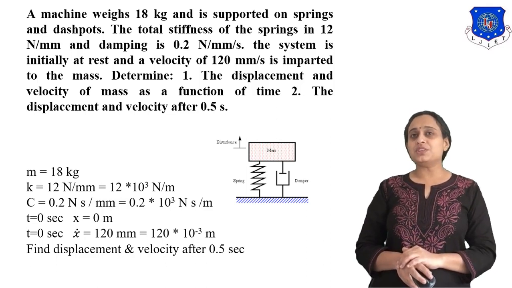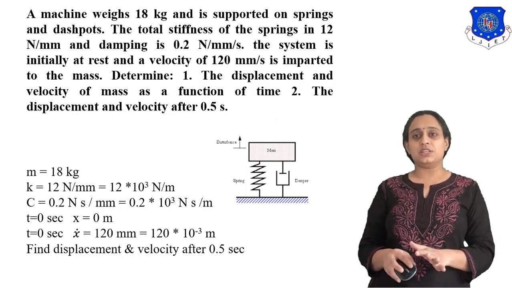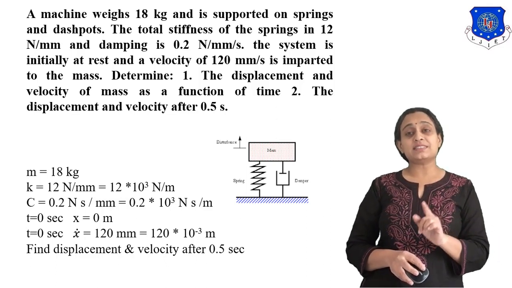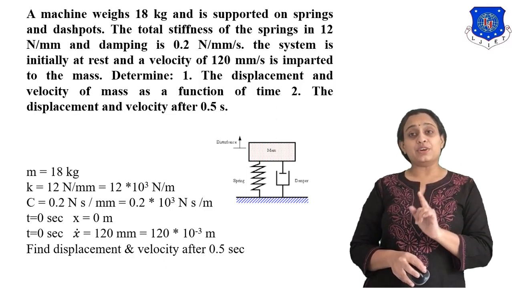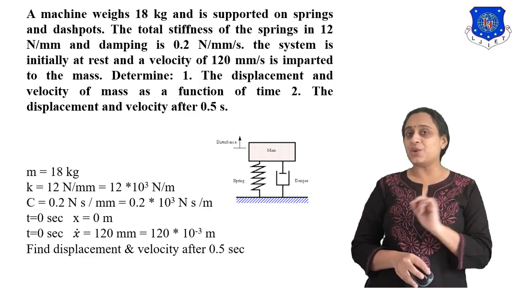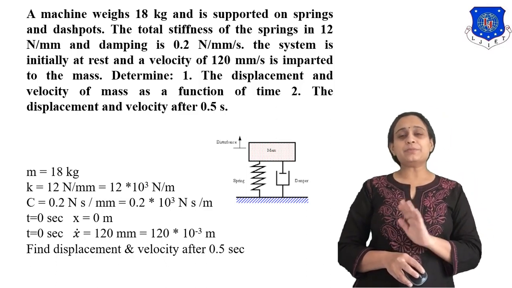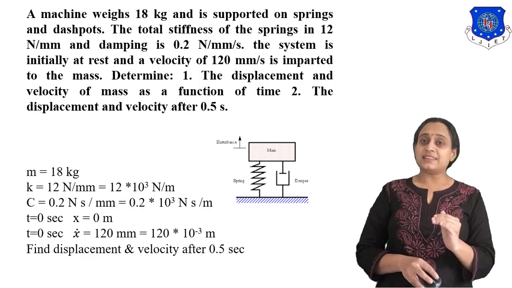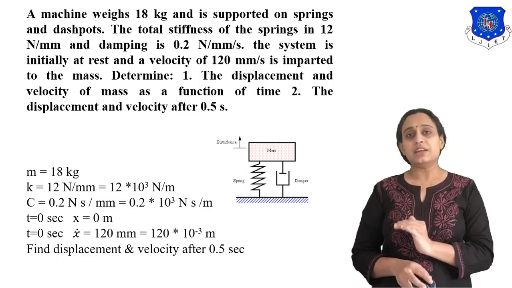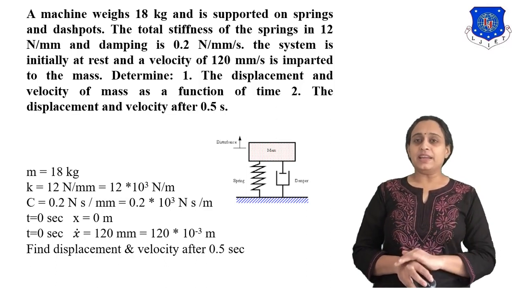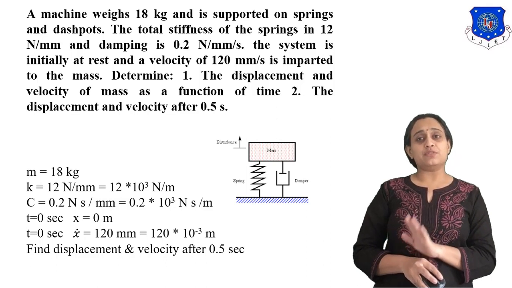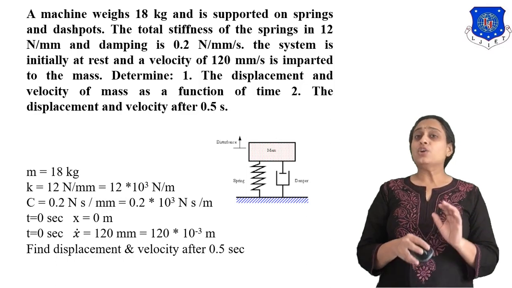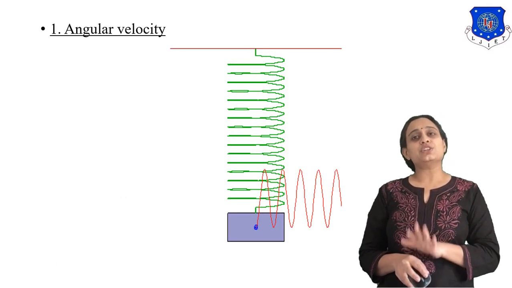Okay. What do we need to determine? The displacement and velocity as a function of time t. It means we have to calculate displacement x and velocity x dot as a function of time t. We need to find the equation of it, and the displacement and velocity after 0.5 second. So I have to write: find the displacement and velocity after 0.5 second. So this is our data. You have to pause this video right now, note down all the data and then you can solve with me.